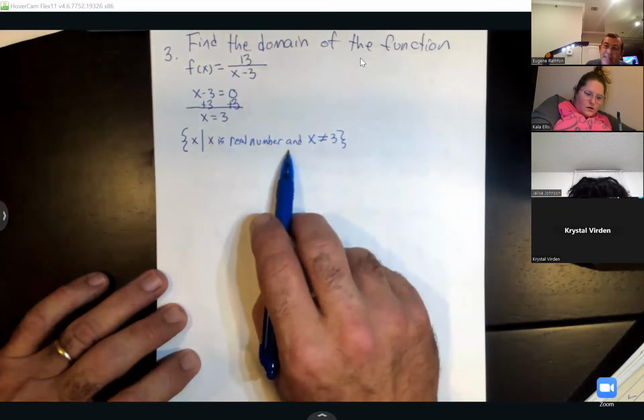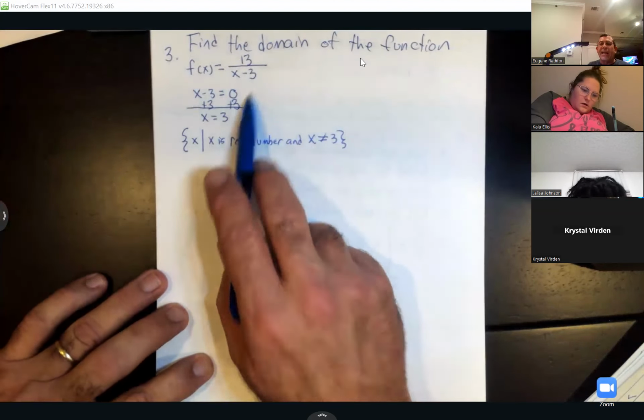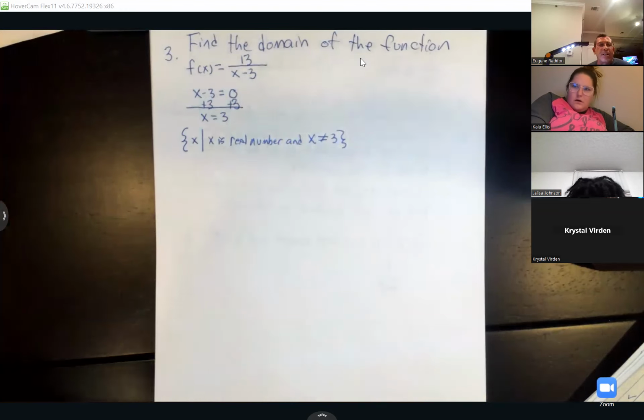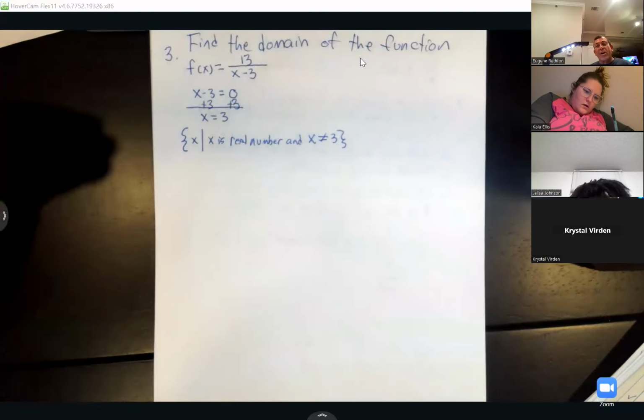But y'all, that means this will work for any other number we've got out there. We could put fractions in for that x. We could put negative numbers in for the x, any positive numbers in for the x other than the 3, and it would give us a real number, okay?